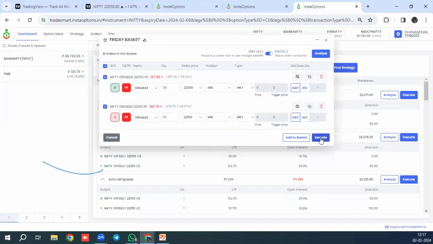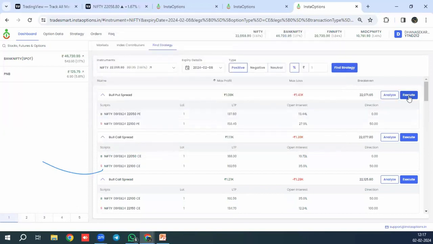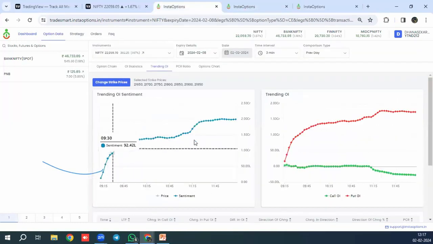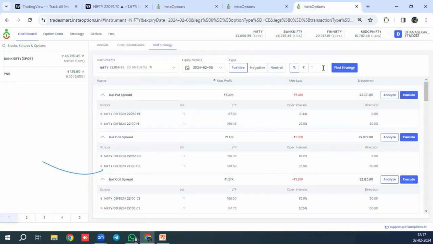So let me execute this. Okay. This is spread, right? Okay. So execution is damn easy. It is not going to take even more than 2 to 3 seconds for you to execute the trade, because you have seen here there is a breakout and you have confirmed that there is a sentiment positive, and you can come here, go to positive, find strategies, and immediately you can go for execution. Okay, so it's not going to take more than 5 seconds for you to analyze and get into a trade.